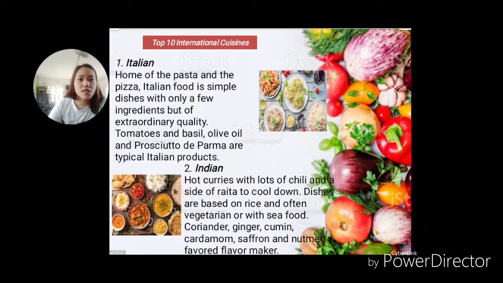The second one, India. Hot curries with lots of chili and a side of raita to cool down. Dishes are based on rice and often vegetarian. Coriander, ginger, cumin, cardamom, saffron, and nutmeg are favorite flavor makers.